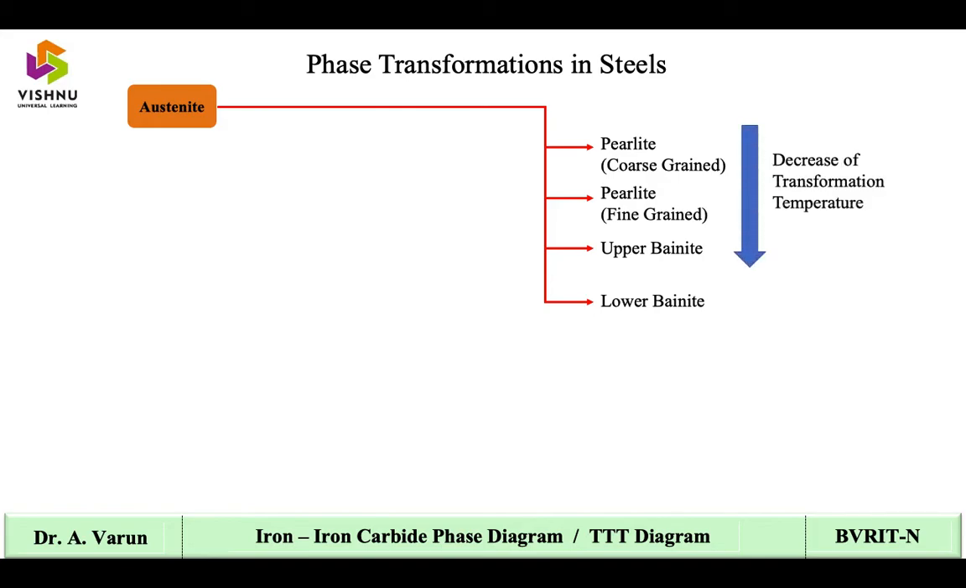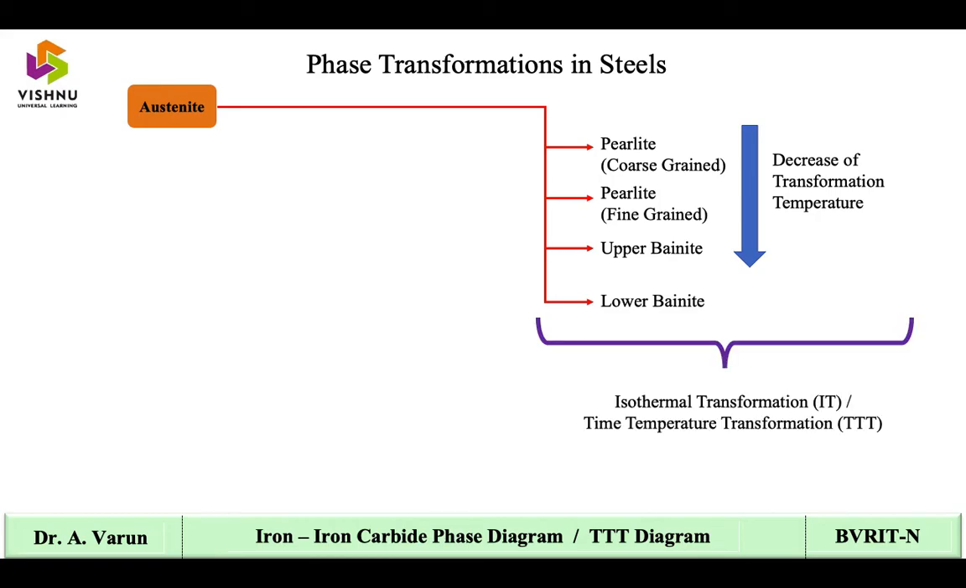And this is possible when you decrease the transformation temperatures. When you keep on decreasing these transformation temperatures, you may get different types of microstructures, starting with coarse grained pearlite, then fine grained pearlite, then upper bainite and then lower bainite. I'll call this a decrease in transformation temperatures, which we call isothermal transformations, or IT. And this is what time temperature transformation is all about.